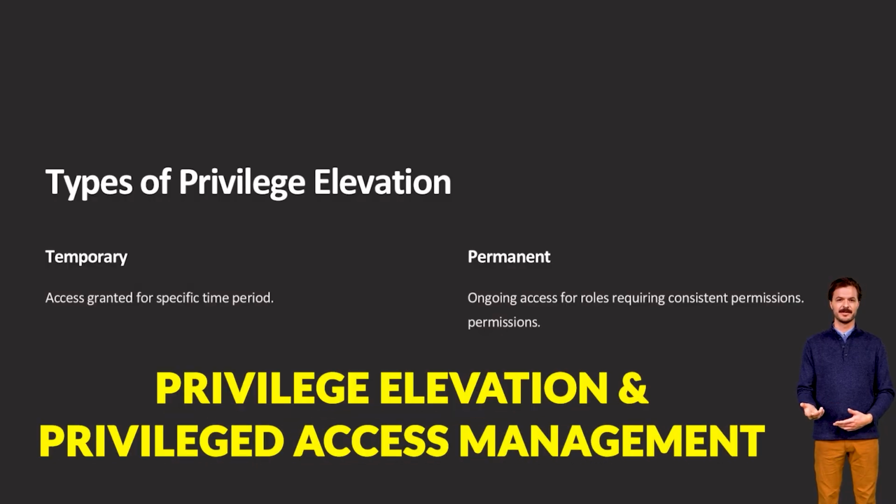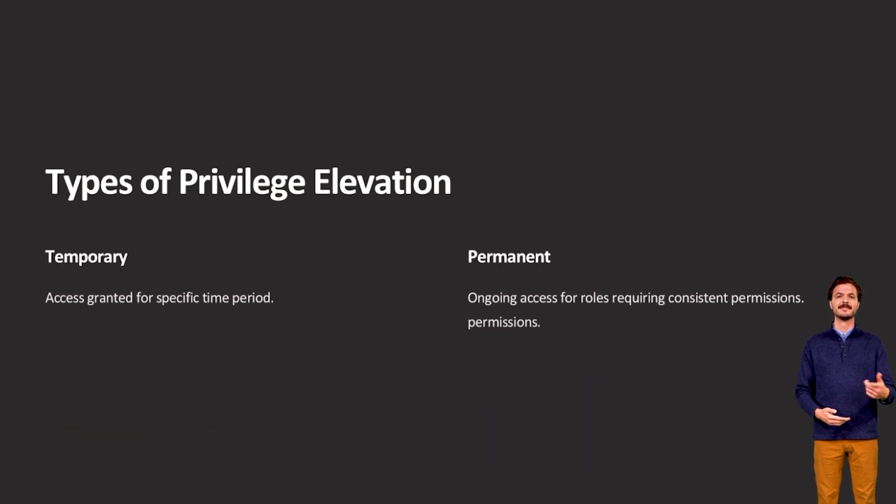Privilege elevation and privileged access management (PAM) refers to the process of granting users higher access rights than their normal permissions, either temporary or permanent. Key types of temporary access include: 1. Role-based elevation: access is granted based on user roles, allowing temporary elevation for specific tasks. 2. Just-in-time (JIT) access: users receive elevated privileges only when needed, reducing risk.